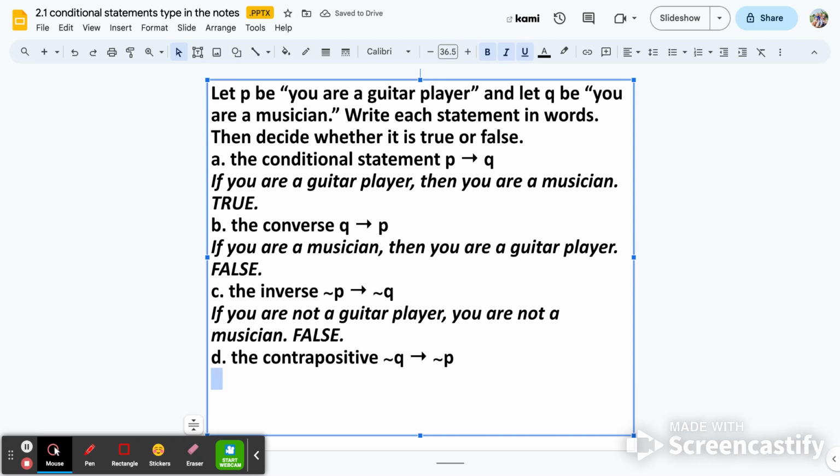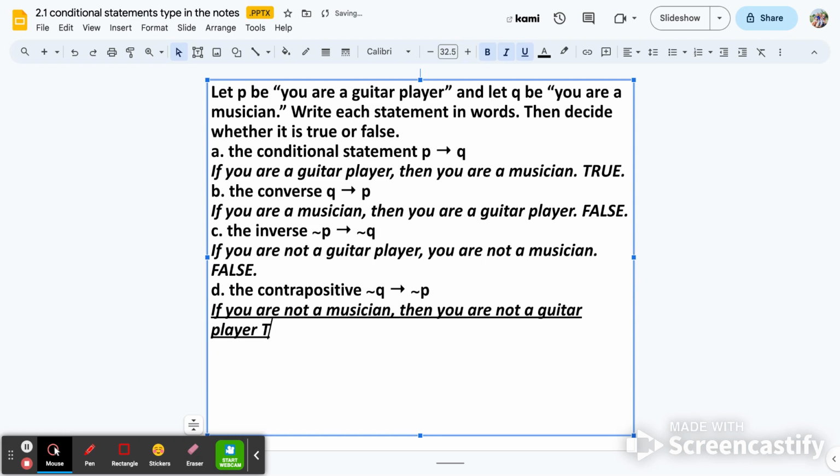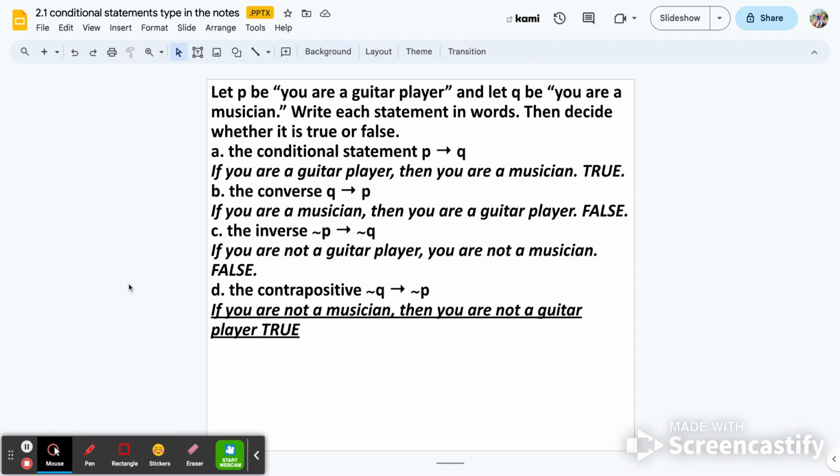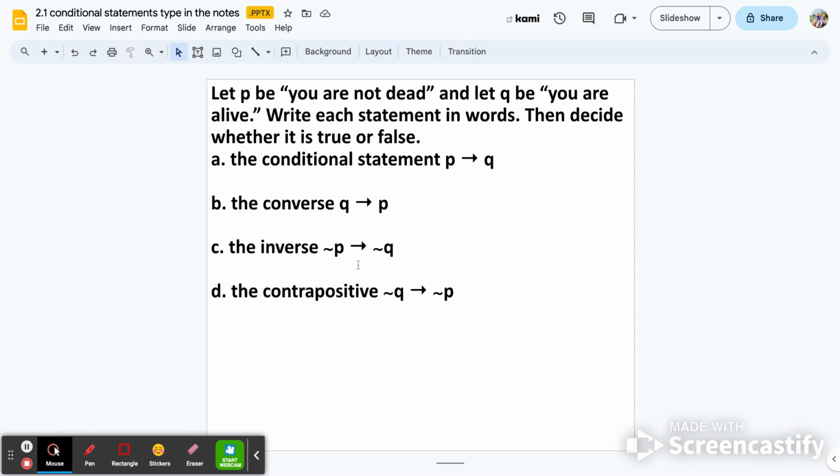And then contrapositive is just the inverse written backwards. If you are not a musician, then you are not a guitar player. This is true because if you're not a musician, then you're not playing the guitar, right? So those are what those simple words mean. Let's see if you can try this one.